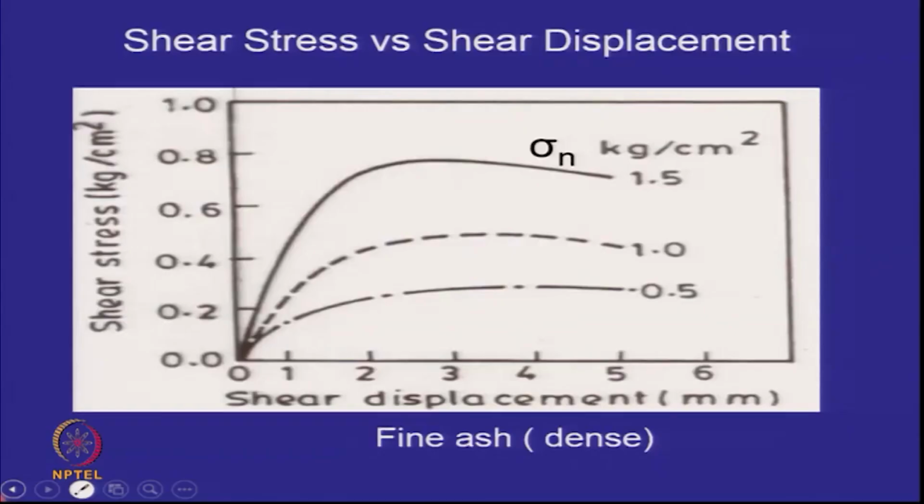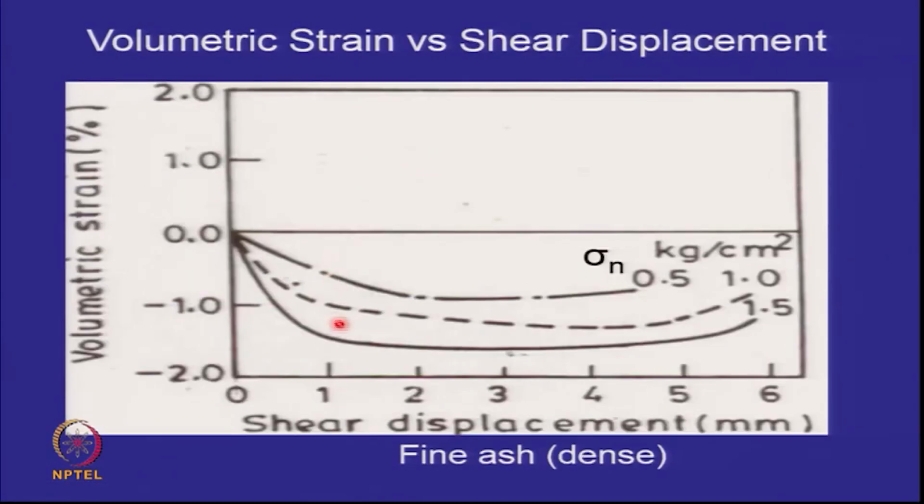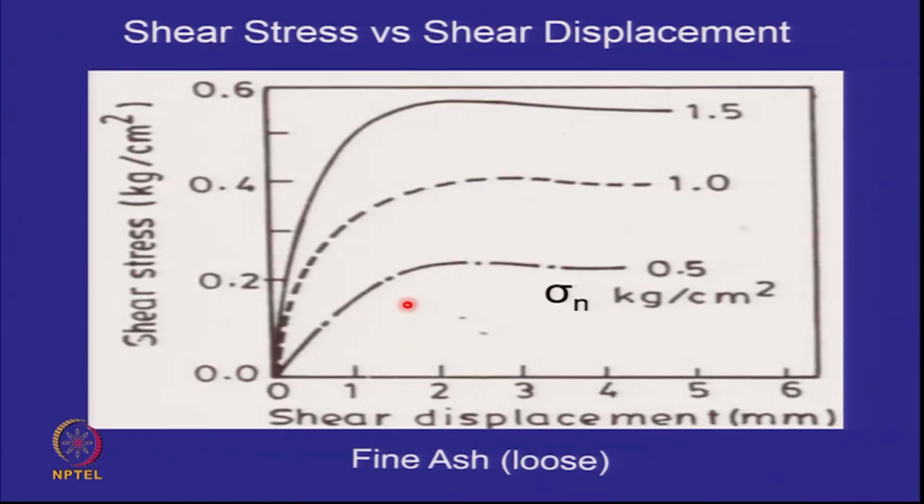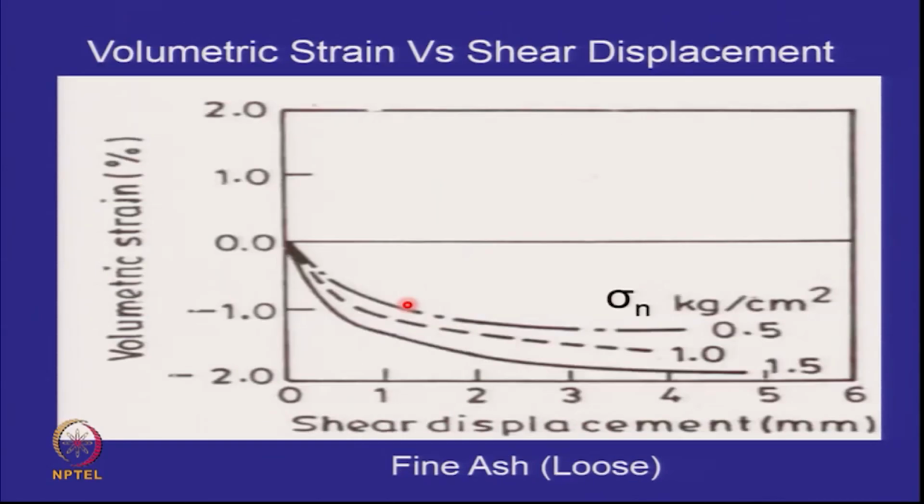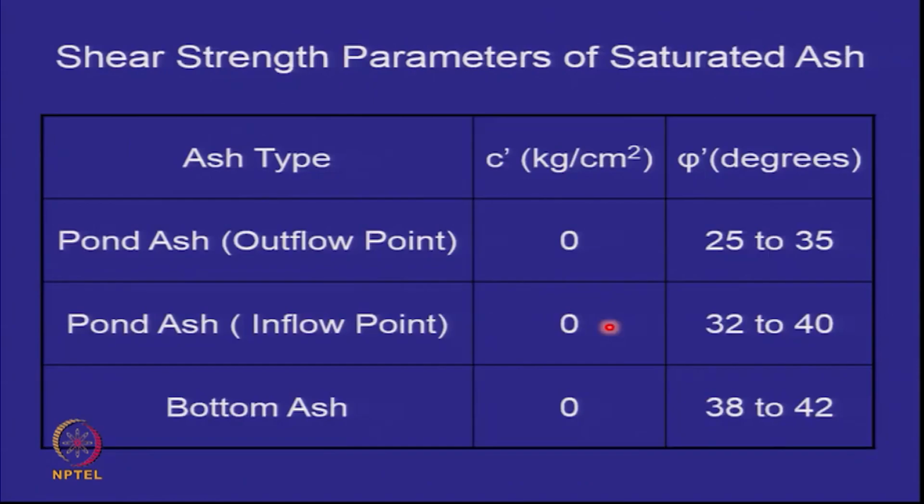If I take fine ash, this is the dense fine ash behavior. The dense fine ash did not show dilatancy in this test. This is the loose fine ash behavior, and the loose fine ash did not show any dilatant behavior. I can summarize the properties if you plot the tau versus sigma plot in the direct shear test, and what kind of values do you find.